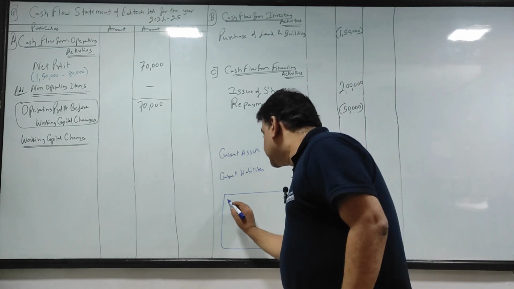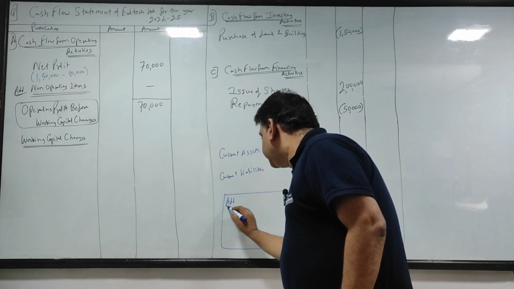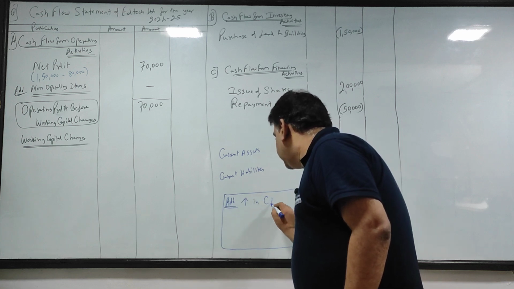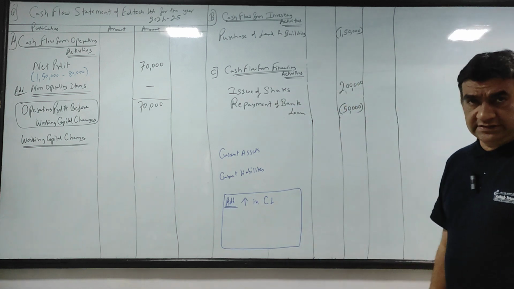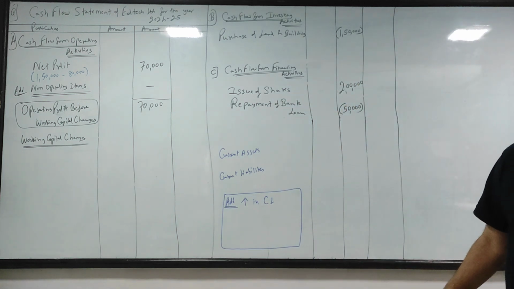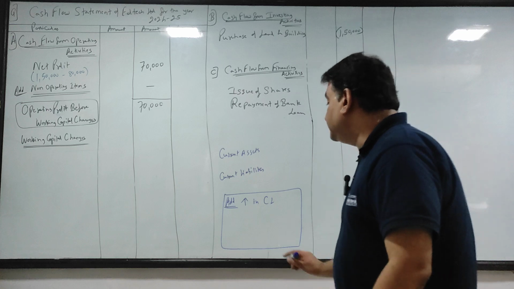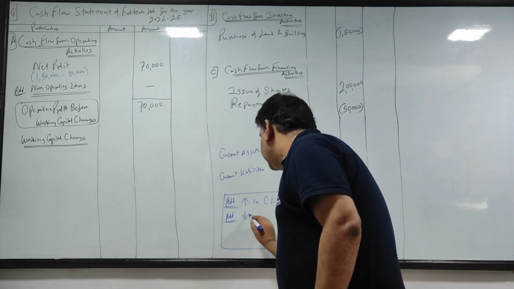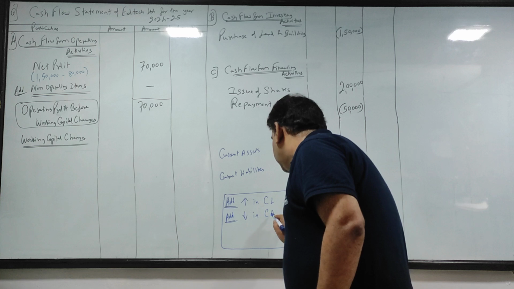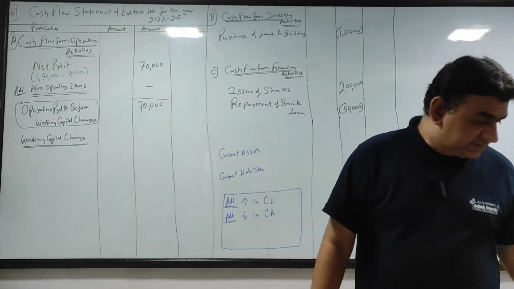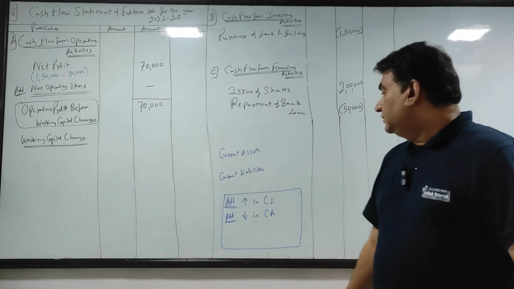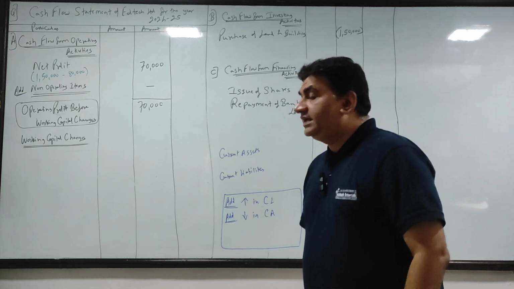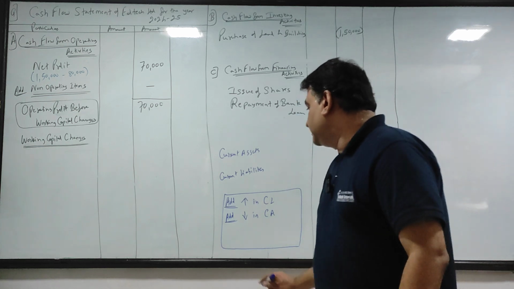What you will do is add increase in current liabilities. Just write, I'll tell you what one by one. Add increase in current liabilities. Add decrease in current assets.